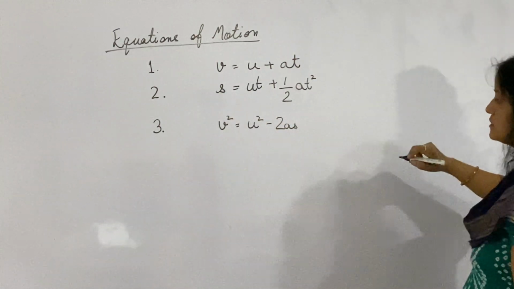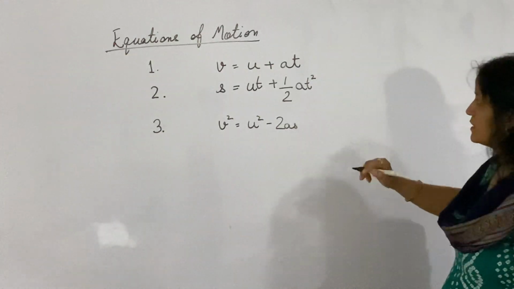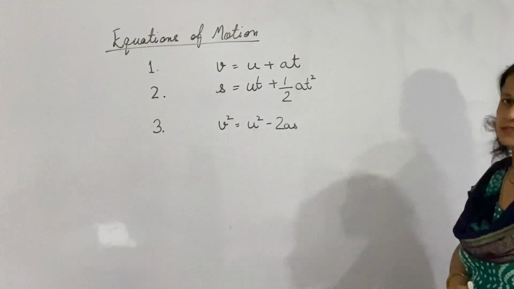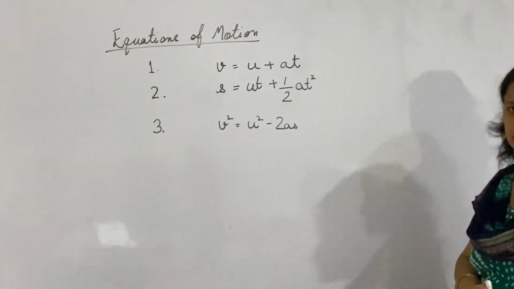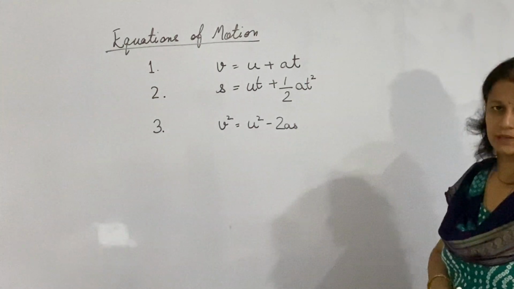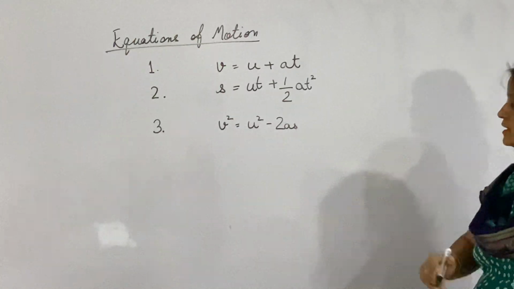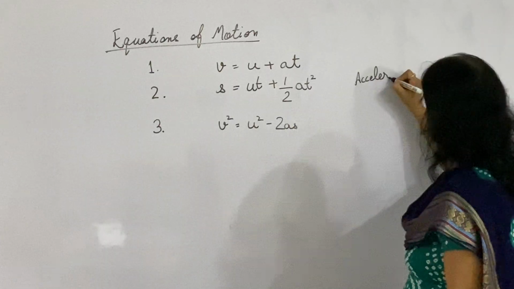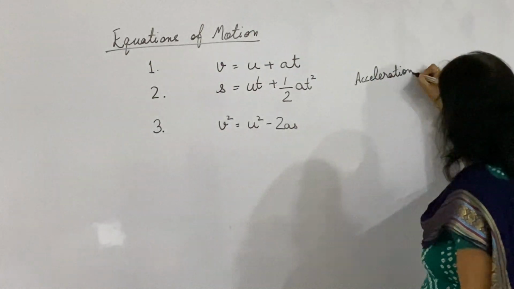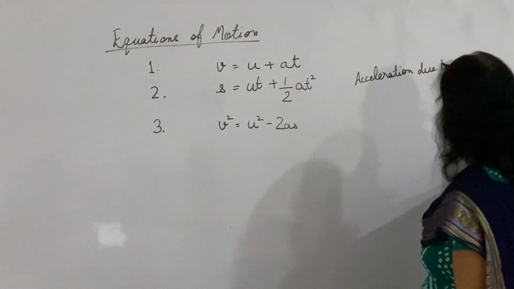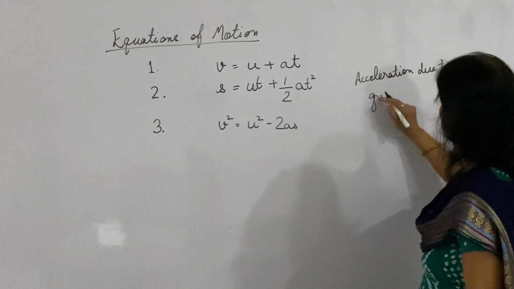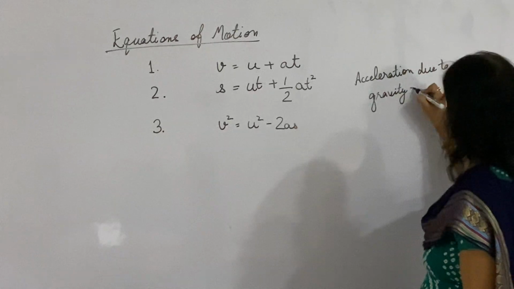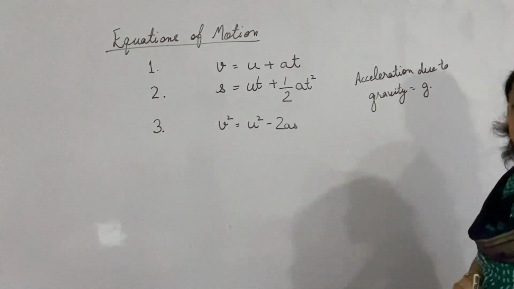Now there is one more term, that is acceleration due to gravity. It is not the same everywhere over the earth. It varies according to the places, but on average it is denoted as acceleration due to gravity, denoted by small g.